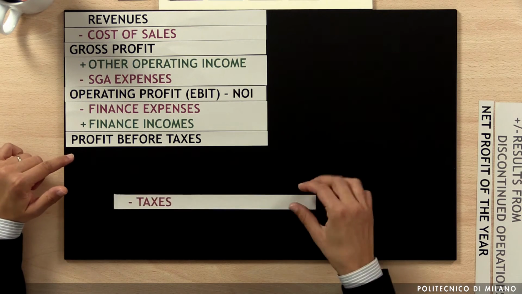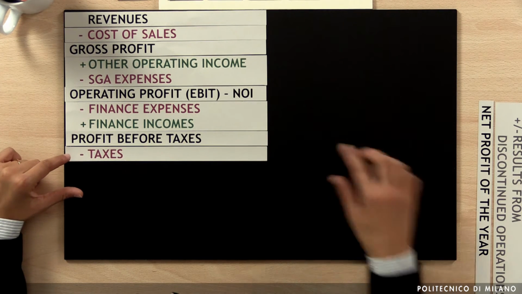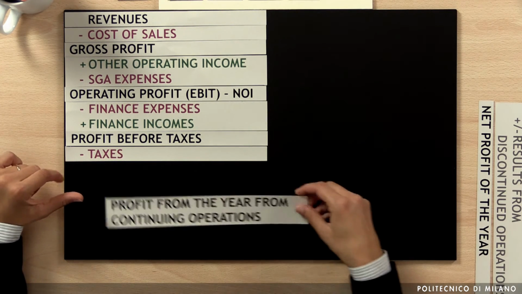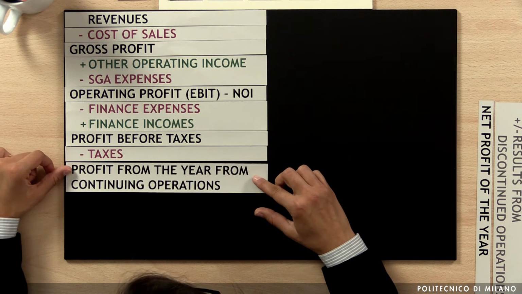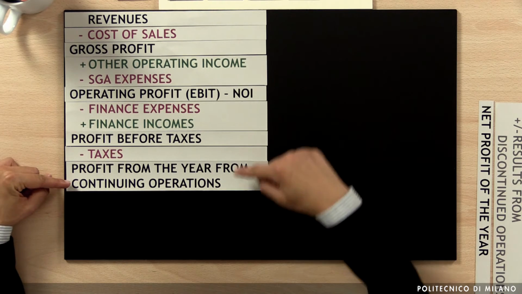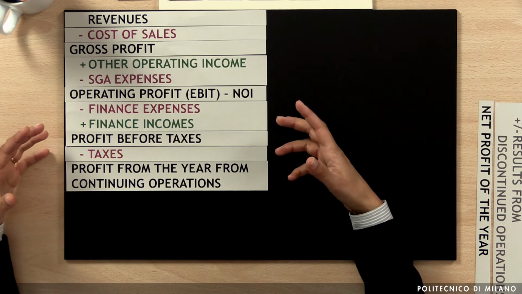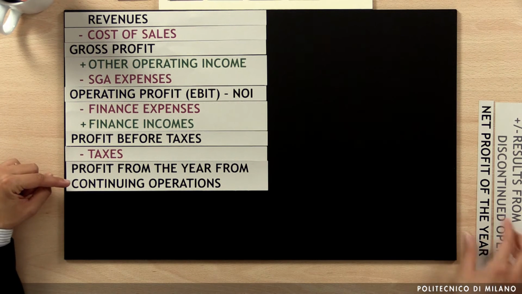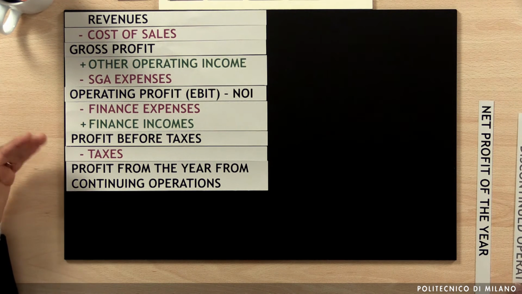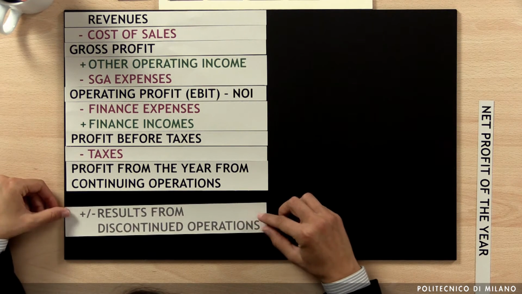Now we need to deduct the taxes, again, the accrual taxes of the year, and we can find what is defined as profit from the year from continuing operations. Why are we talking about continuing operations? Because all of these revenues and costs are related to the traditional and normal activity of the company. We can have instead some other activities, some other revenues and expenses which are defined as discontinued operations.